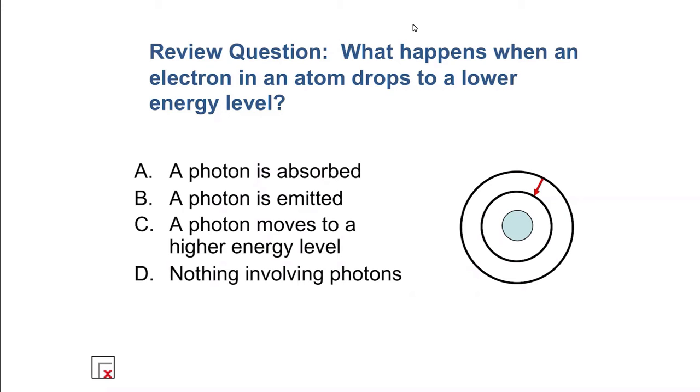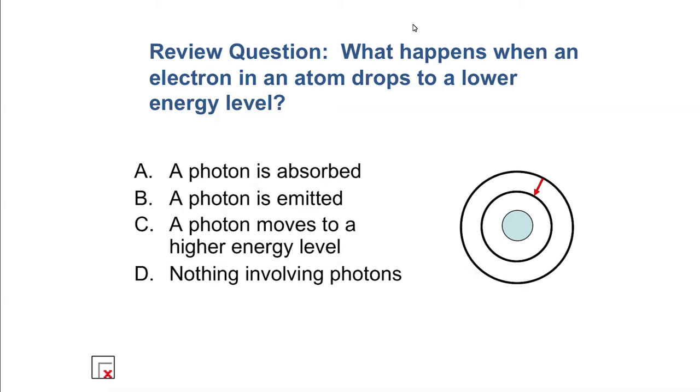To understand what happens here, think back to last time and remember conservation of energy. The higher you go in energy, or the further away from the nucleus the electron gets, the higher the energy it has. And energy can neither be created nor destroyed. So if an electron is going to jump up to a higher energy level, that atom will have a higher energy, and that energy has to come from somewhere.